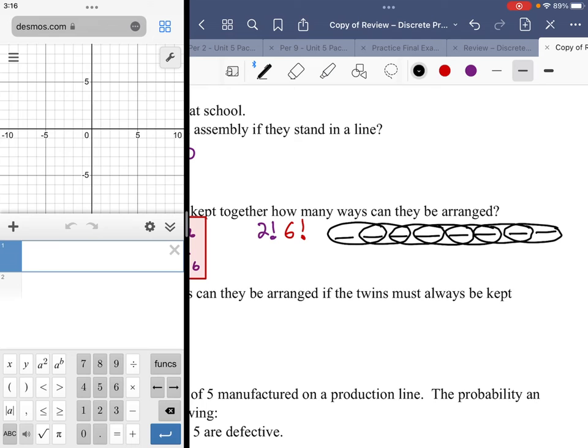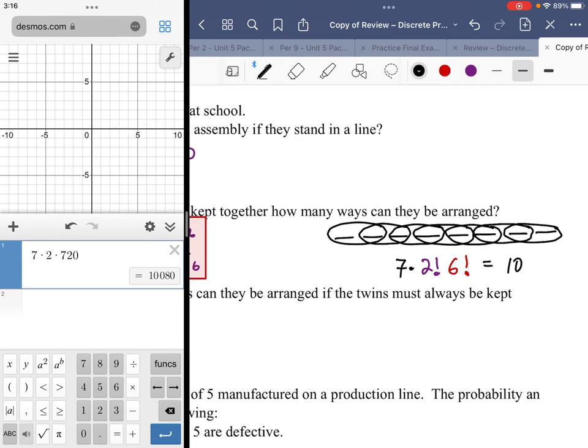So I would take this result and multiply it by 7. So 7 times 2 times, I believe 720 is what 6 factorial is, so 10,080.